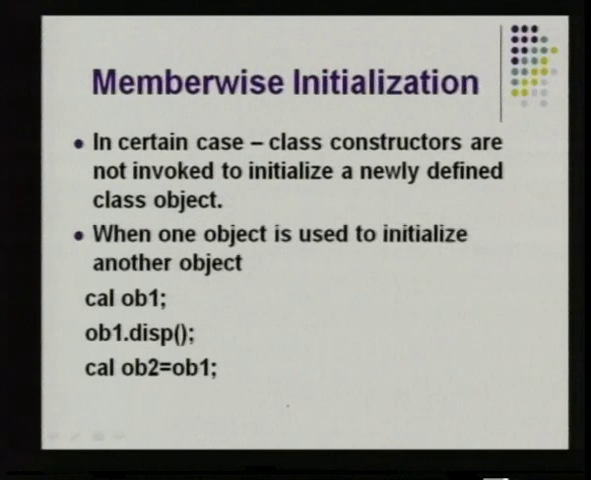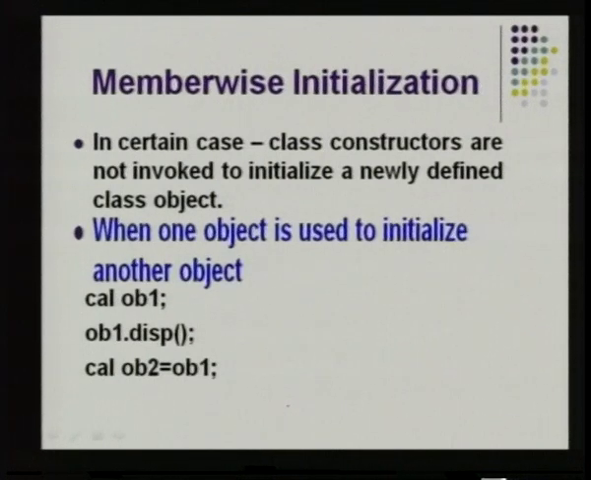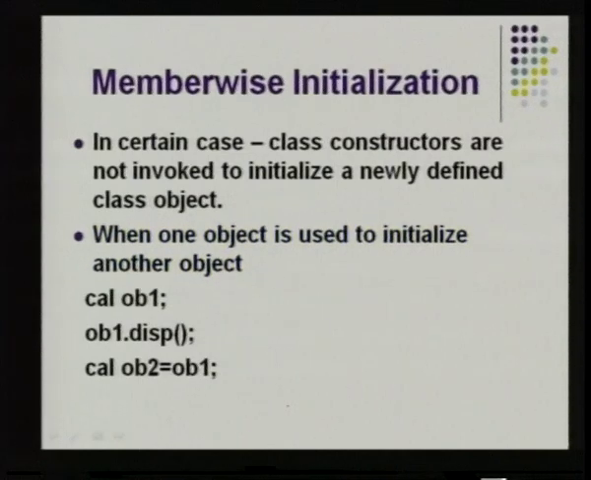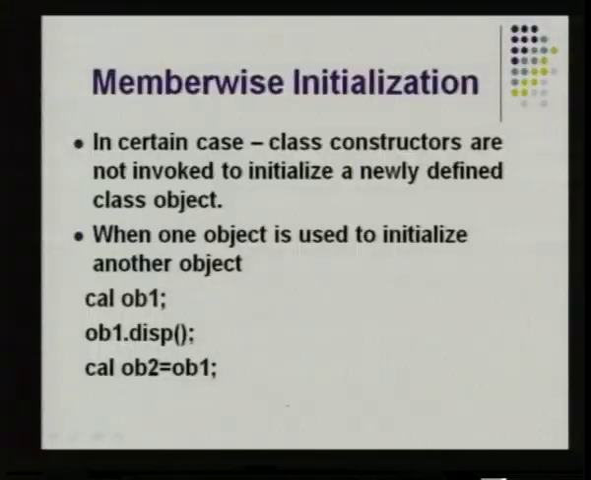Like you see in this example, when one object is used to initialize another object, you do not require an initialization function over there. The main reason for a constructor is to initialize data with values. When you are using the values from another object, there is no point in calling a constructor separately. Here if you see, you are having cal, which is the name of the class, followed by the object name OB1. So, when this object is created, the constructor will be invoked.